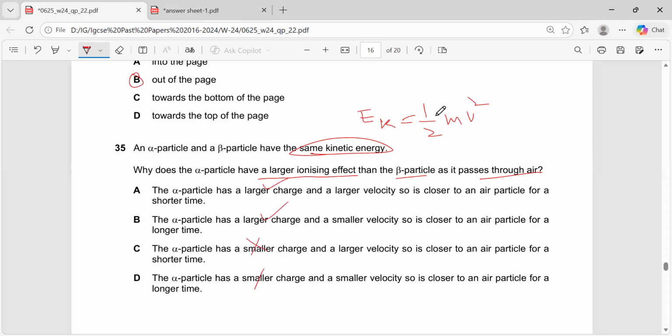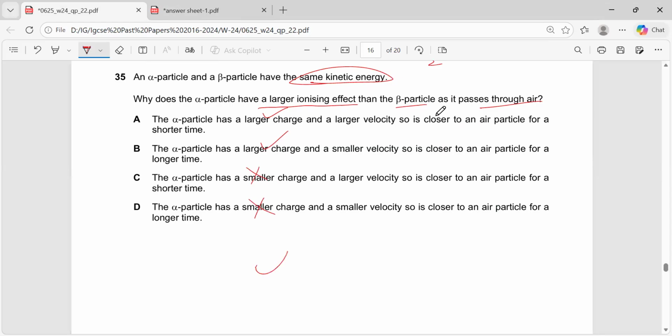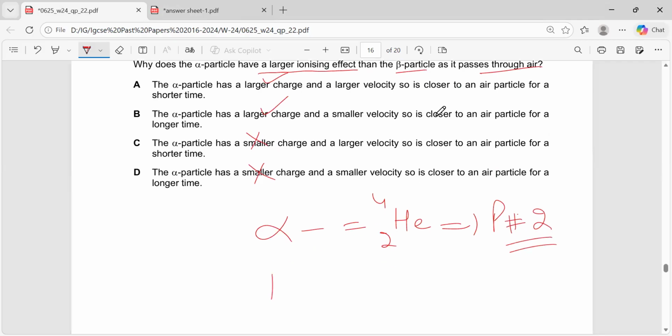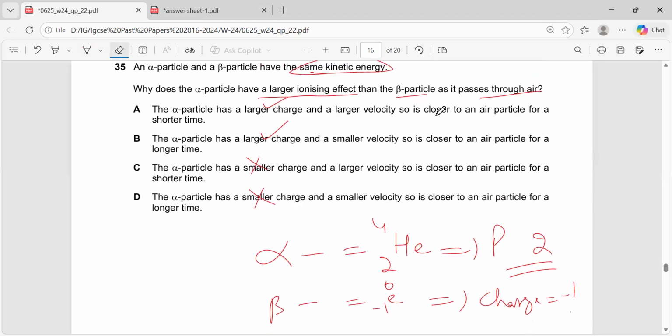Alpha particle has smaller charge, that is nonsense, because, my dear friends, alpha is equal to helium nucleus, 2He4. And you can see here, number of protons are equal to plus 2. So charge is plus 2. Whereas beta is basically an electron, so e raised to power minus 1. So this implies that charge is minus 1. So of course this is larger charge. Proton positive and larger, plus 2. So answer is A or B.